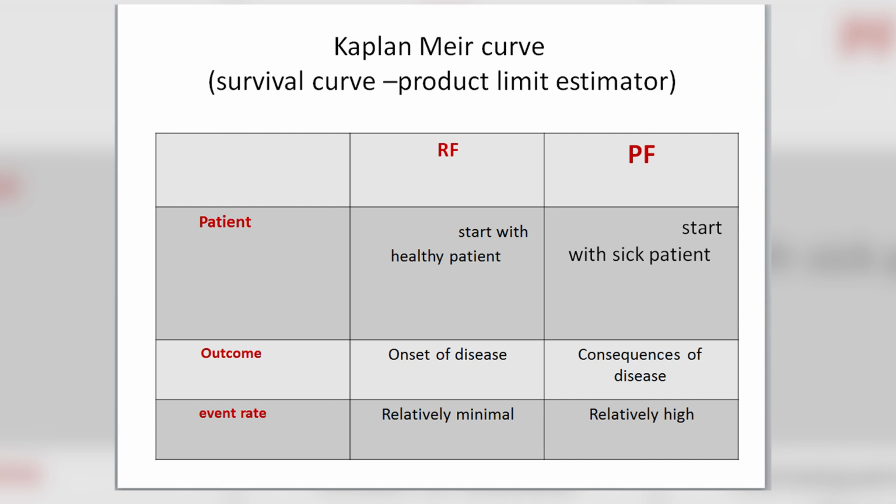The difference between the risk factor and the prognostic factor, in terms of patient outcome and event rate: risk factor starts with the healthy patient, okay? Prognostic factor starts with the sick patient. The outcome for a risk factor is the onset of the disease. The outcome for a prognostic factor is the consequence of the disease. Event rate is relatively minimal for one and relatively high for the other.